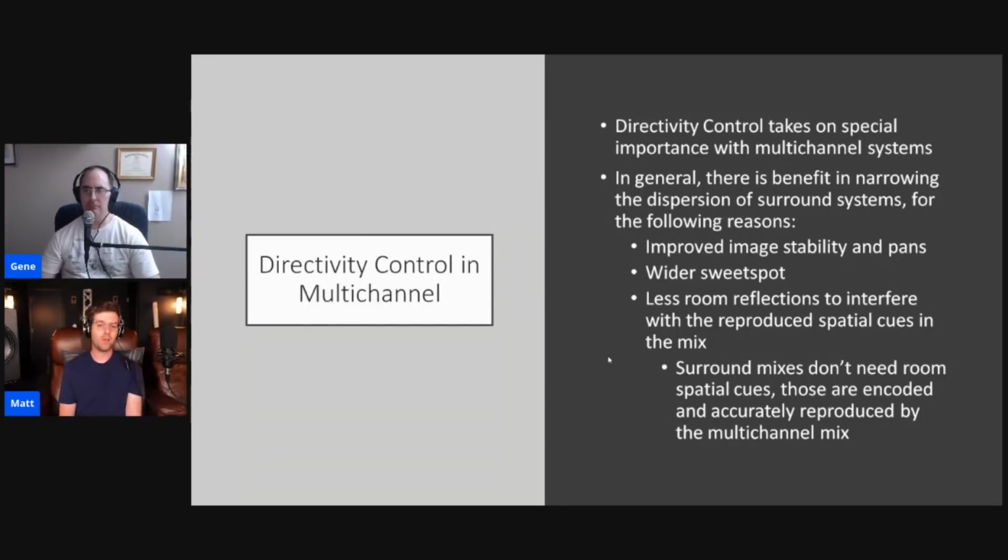So there's a benefit in narrow dispersion surround systems for the following reasons. You have the improved image stability and pan. So I was mentioning earlier, because you get that improved image stability left to right with a 2-channel system, you also would have that with left to center or center to right, and left to surround and right to surround type of pan. So you have improved image stability across all the different seats, which by definition means you have a wider sweet spot. There's less room reflections to interfere with the reproduced spatial cues in the mix, because again, you don't want the room spatial cues in a surround system. The surround speakers are producing the spatial cues, so you want to minimize those. Now, our brain's good at ignoring them, and that's nice, but that doesn't mean it's not beneficial to further reduce them.